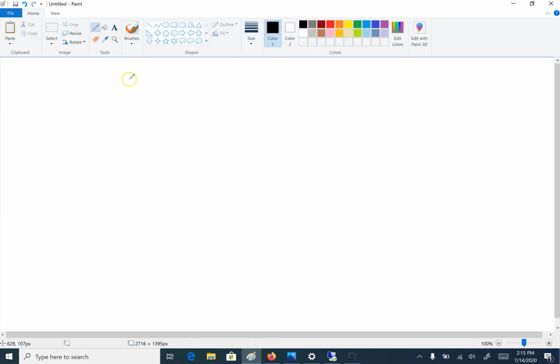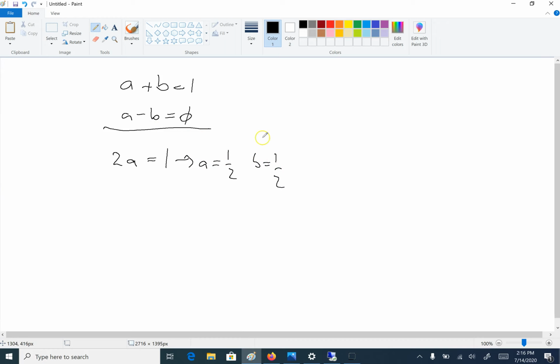So let's take two equations, say a plus b equals 1 and a minus b equals 0. No matter how this is solved, the solution is always going to be the same. So I can add these two equations together. A plus a is 2a, b minus b is 0, 1 plus 0 is 1, a equals 1/2, substitute it back and we get b equals 1/2.